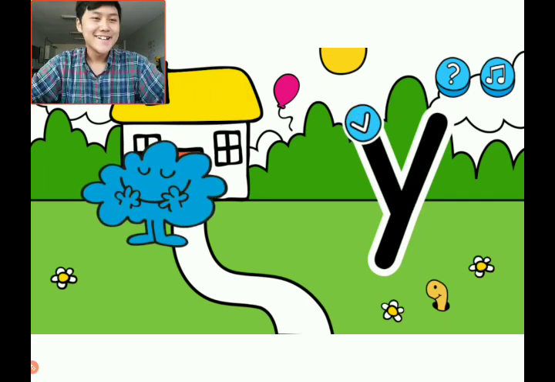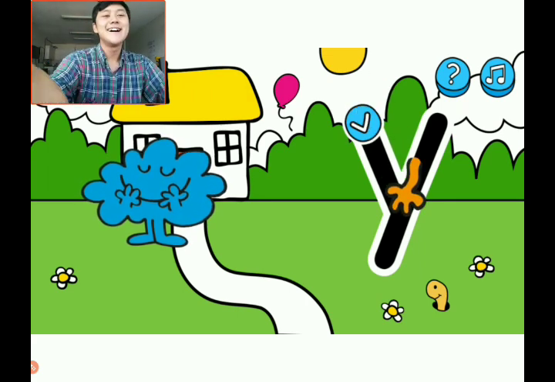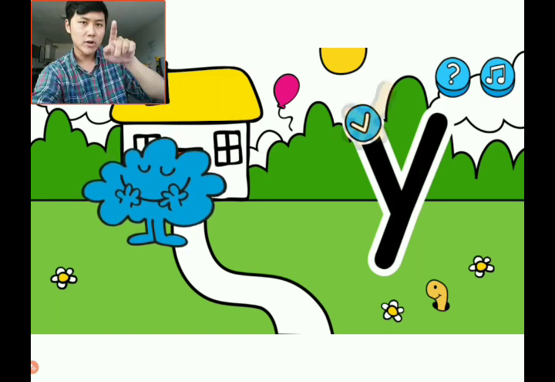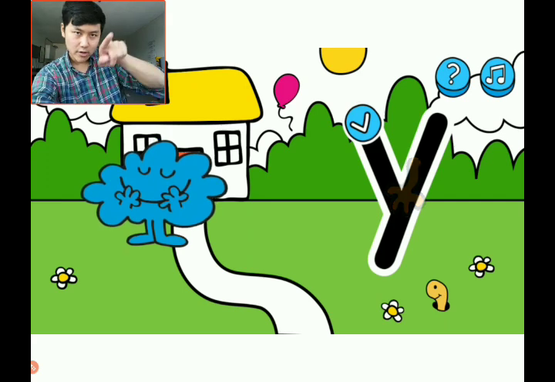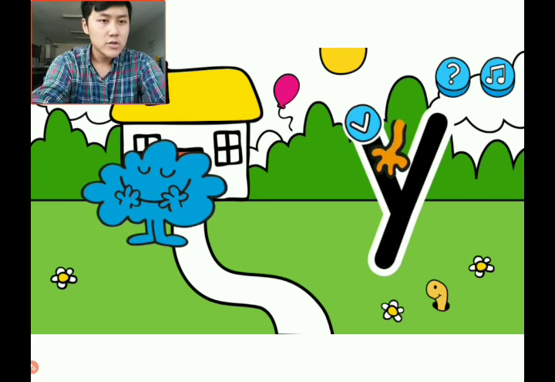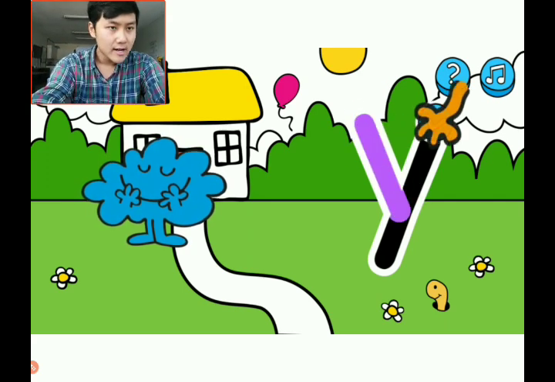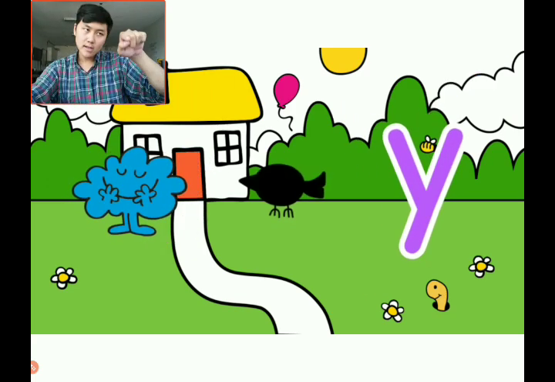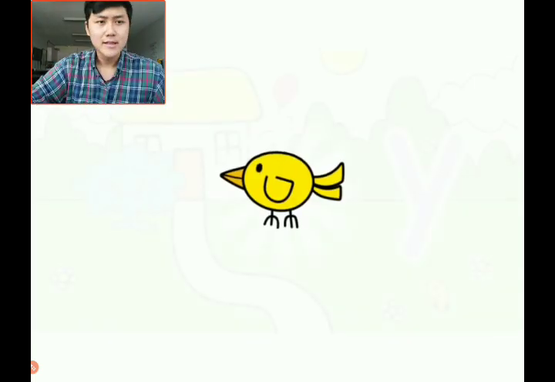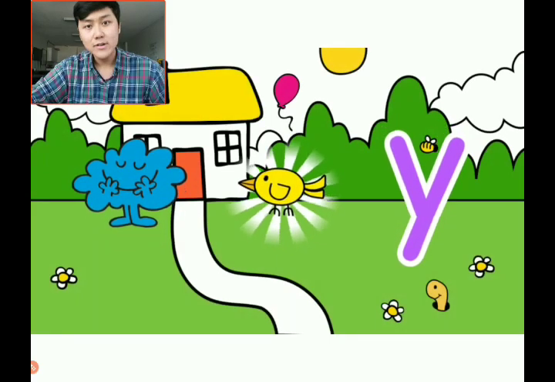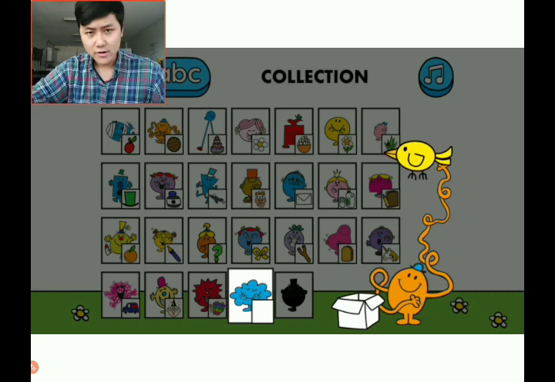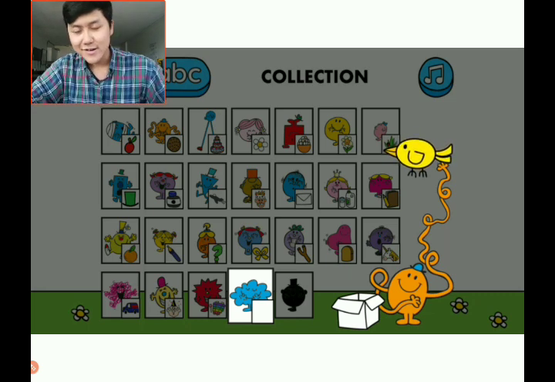Y is similar to a V, and to an uppercase Y, but instead of drawing the line straight down, it's more curved to the left. So I'll show you. It's just like this, and we draw a diagonal line all the way down. That's a Y, and that's a yellow canary. Y is for yellow canary. So we're at our last letter.